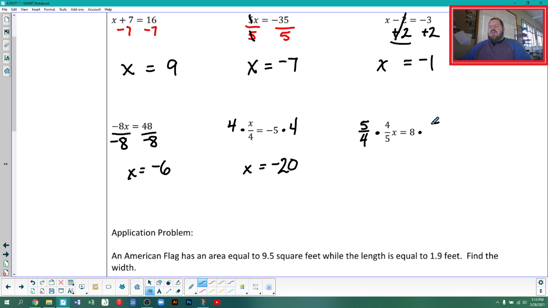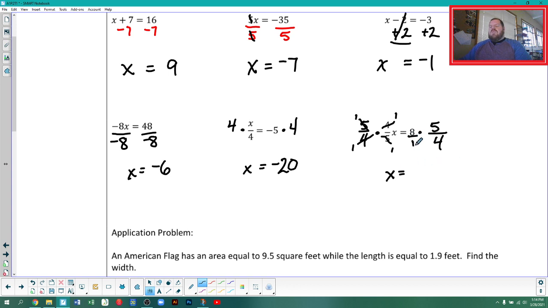Now, why do we do that? Well, because 5 times 4 is 20, and 4 times 5 is 20. So the fraction on this side looks like 20 over 20, which is just 1. In practice, what we do is we say that 4 cancels with that 4, and those are both 1s. That 5 cancels with that 5, and those are both 1s. So we have 1 times 1 over 1 times 1, which is just 1x.